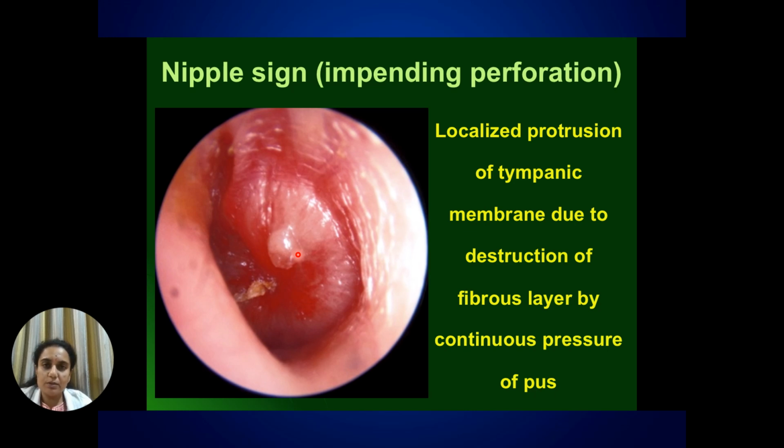So we have three layers of tympanic membrane: outer epithelial, middle fibrous, and inner mucosal. So because of the collection of the pus that is putting pressure on the tympanic membrane, the fibrous layer tends to get destroyed. So because of that destruction, there is a localized protrusion of the tympanic membrane in one area.